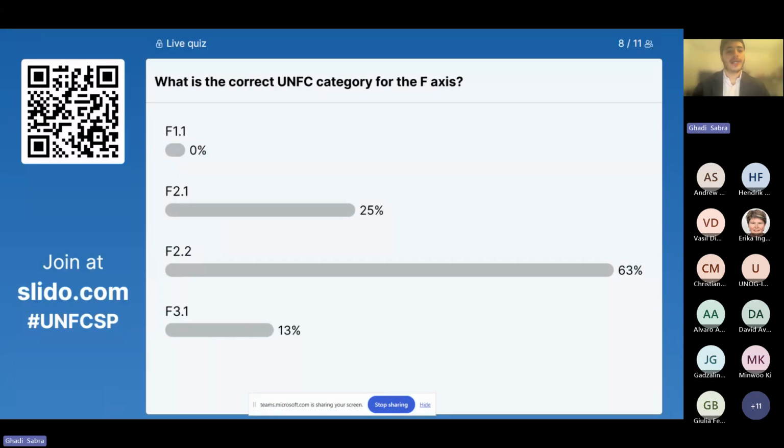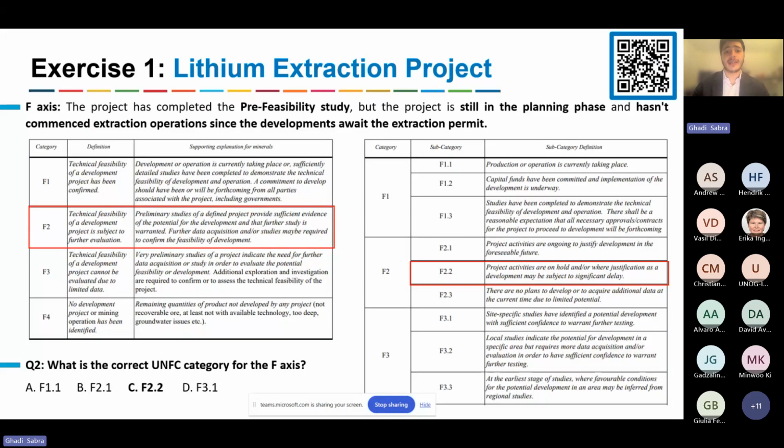The majority answered F2.2. Let's see, it is the right answer for this project. Again, they're still at pre-feasibility study, on hold. They're waiting to proceed forward with the maturity or the technical feasibility confirmation of the project, but it remains subject to a certain amount of delay since they're waiting for the extraction permit. So the right answer is F2.2.